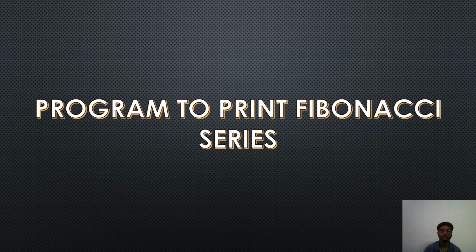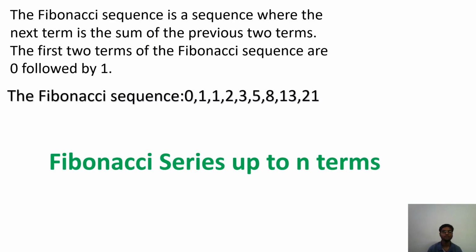Now let us learn to print the Fibonacci series program. What is the Fibonacci sequence? The Fibonacci sequence is a sequence where the next term is the sum of the previous two terms. The first two terms of the Fibonacci sequence are 0 followed by 1. The Fibonacci sequence is 0, 1, 1, 2, 3, 5, 8, 13, 21, and so on. Now let us discuss how to find the Fibonacci series up to n terms.